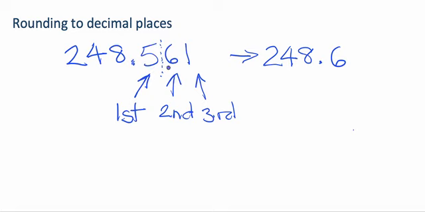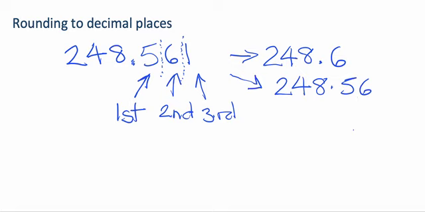We might alternatively be asked to round this value to the second decimal place, which would be here. So ignore this line, it's this line here. So again, we look at the value immediately after that line, and as it's a 1 and it's 4 and below, then this won't change. So if we were to round to the second decimal place, the answer would be 248.56.